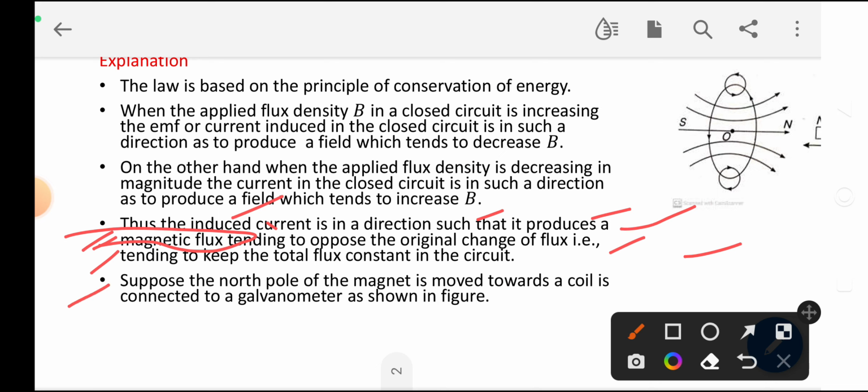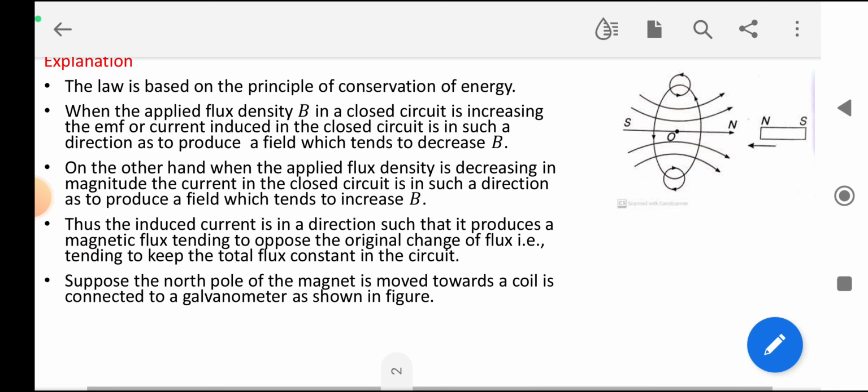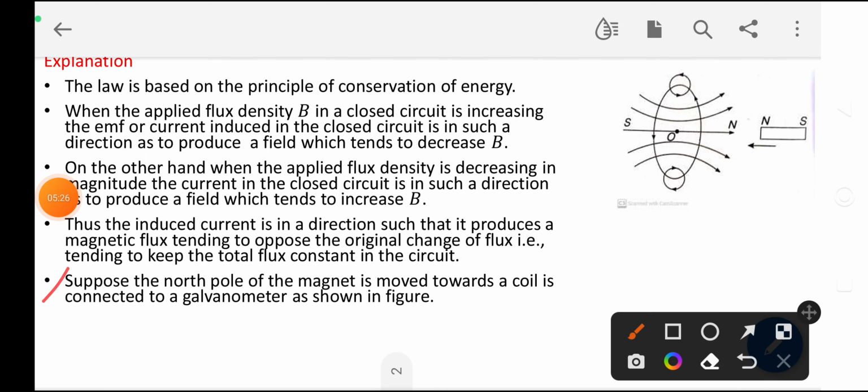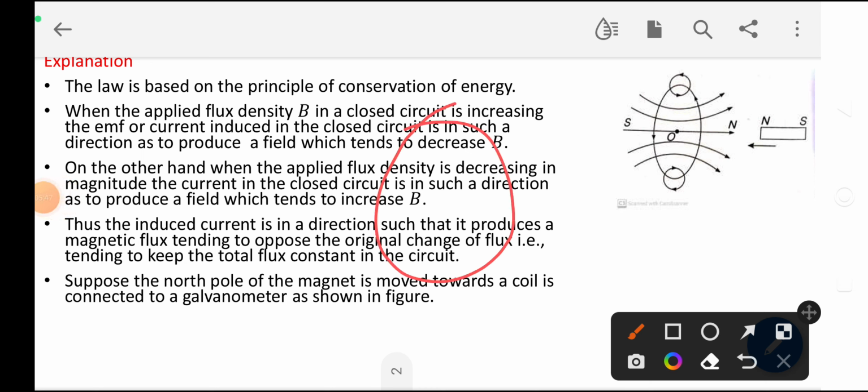Suppose the north pole of a bar magnet is moved towards a coil. The diagram is also given; see the diagram. The magnet is coming towards the coil. Around it a magnetic field is being produced, and that is the symbol of the round. Why? Because when current flows through this coil, a magnetic field is produced around the coil. That is shown here and here.